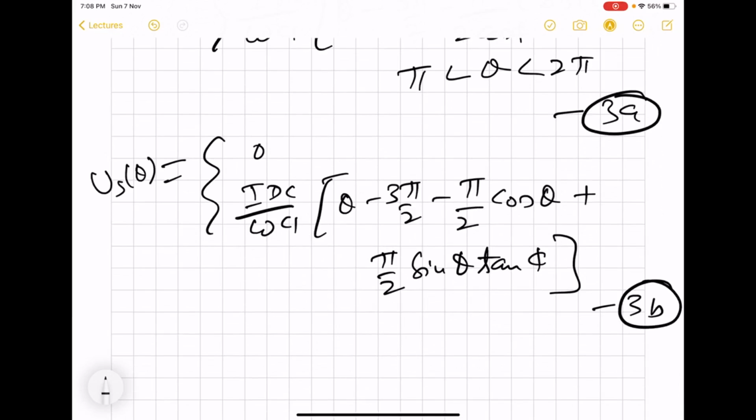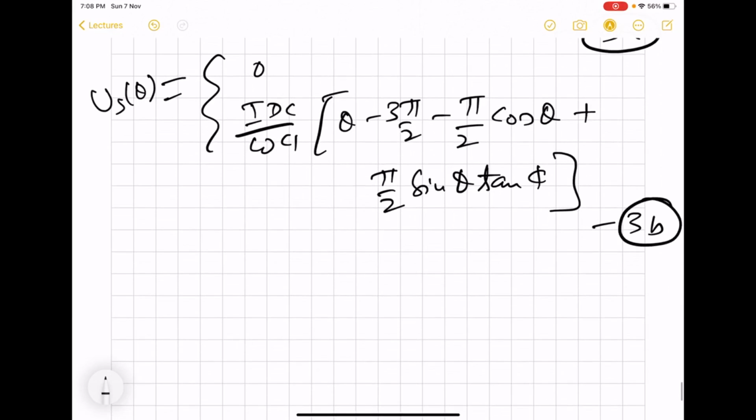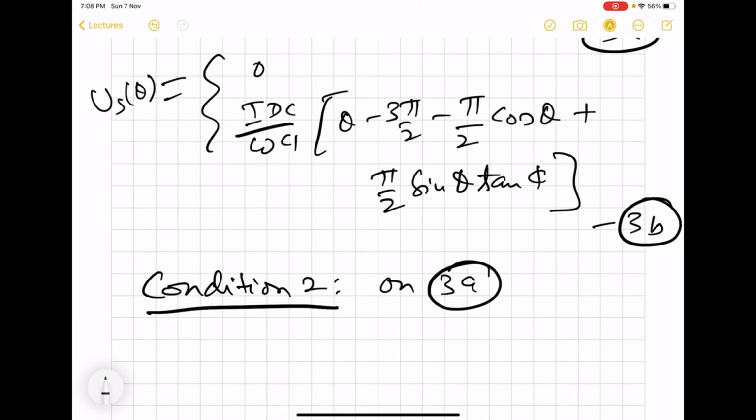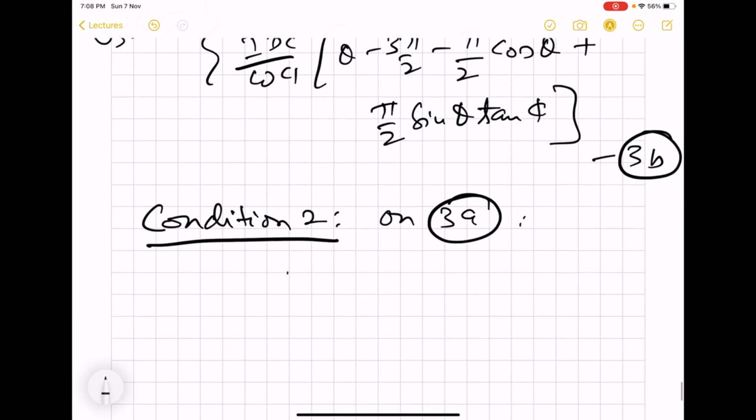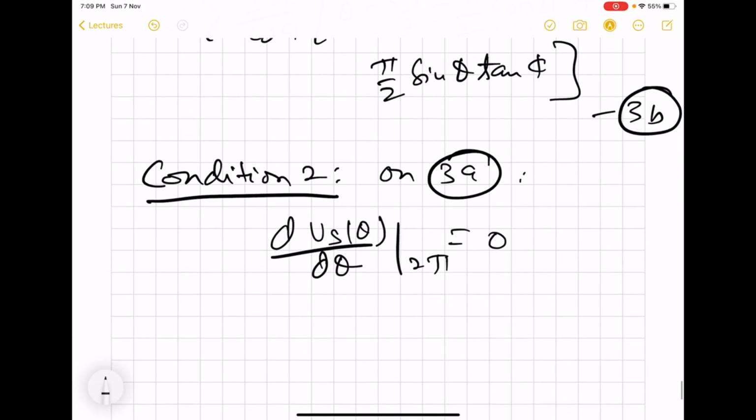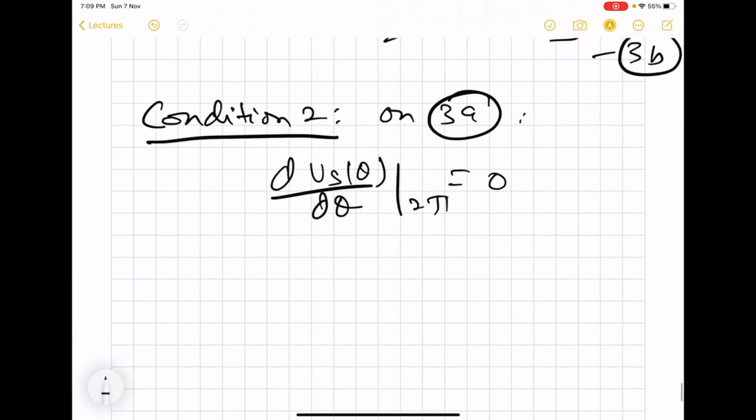So we still need to know what is IDC and phi. So now using condition 2 on 3a, that means the derivative of the switch voltage at 2 pi is also equal to 0. This is also called the zero derivative switching condition.